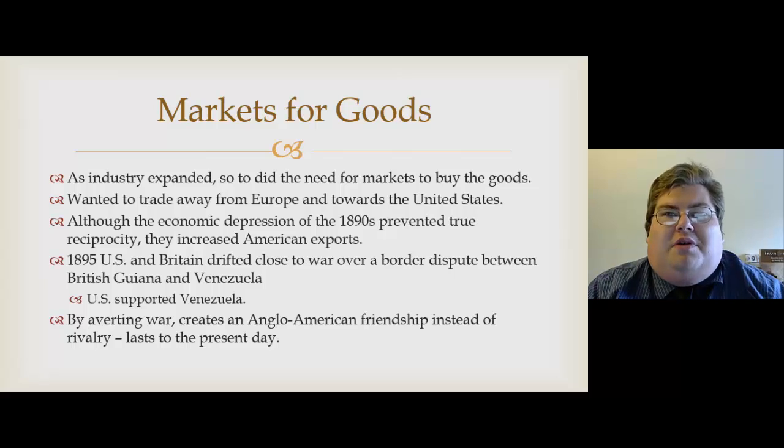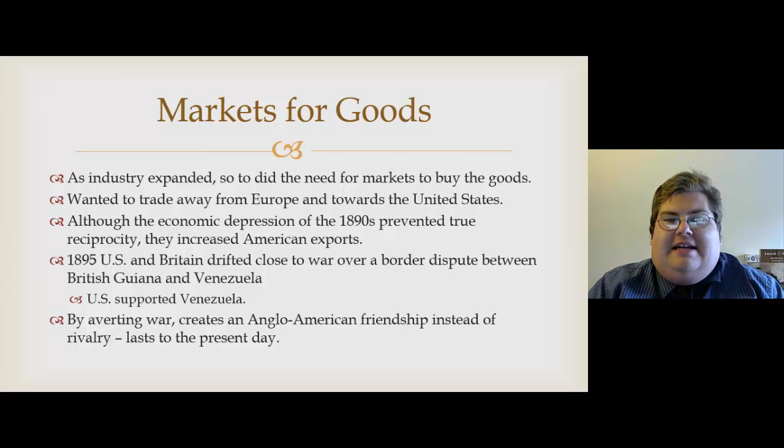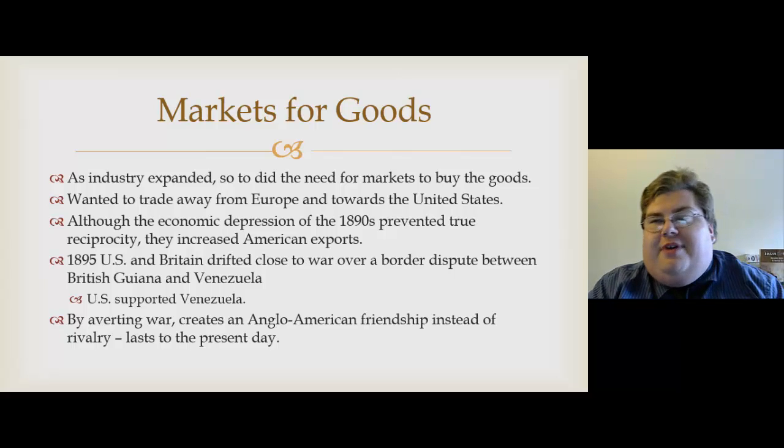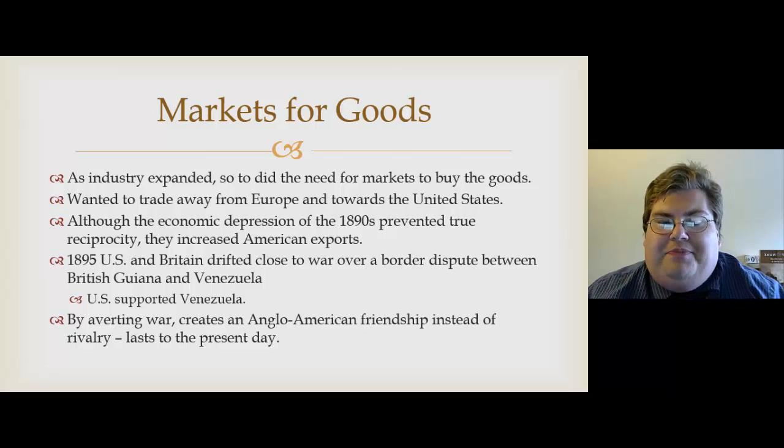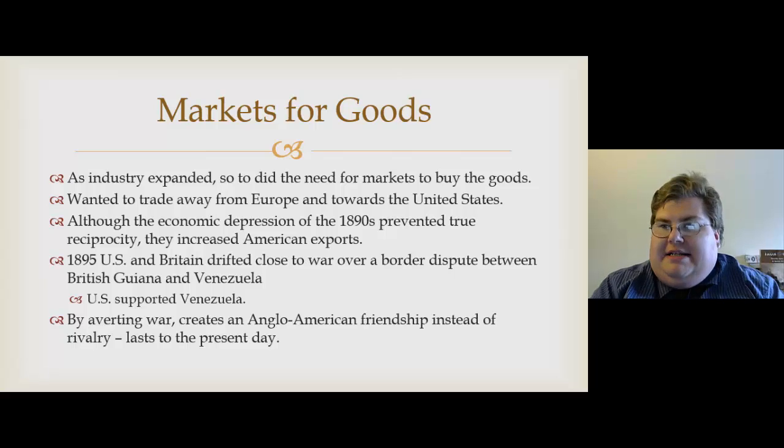And the most important and most overlooked is in 1895, there's a border dispute between Venezuela and British Guyana. Well, the United States, we trade with Venezuela, so we back them. Britain obviously backs their colony. Now, we almost go to war in 1895, but at the last minute, everything's averted. And the two nations agreed to work together in a spirit of international cooperation. This is hugely important because this creates Anglo-American partnership. We still see to this day.